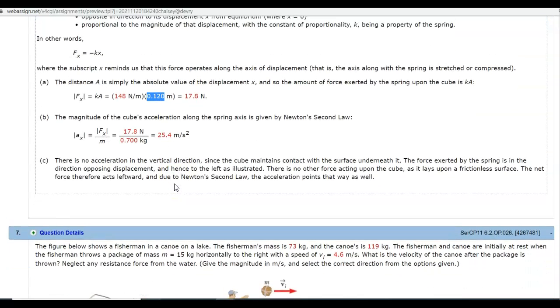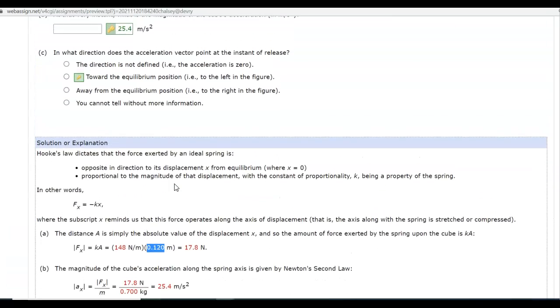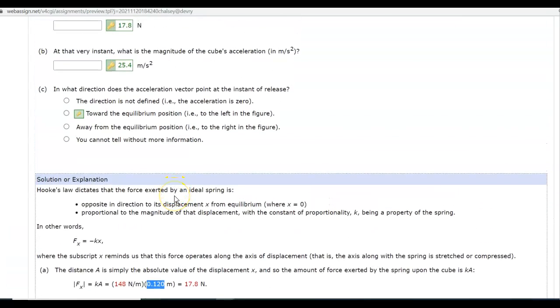Okay, and then C looks at in what direction does the acceleration vector point at the instant of release? It points toward the equilibrium position, which means once you pull a spring past its equilibrium and then you let it go, that's the direction it's headed back in, is toward the equilibrium, or where you pulled it from.